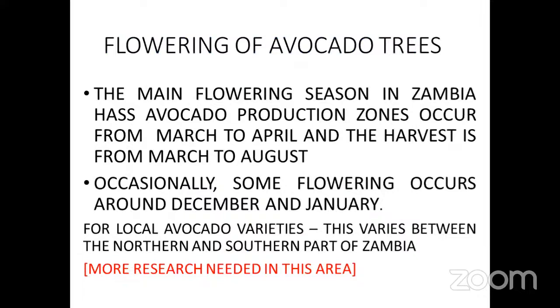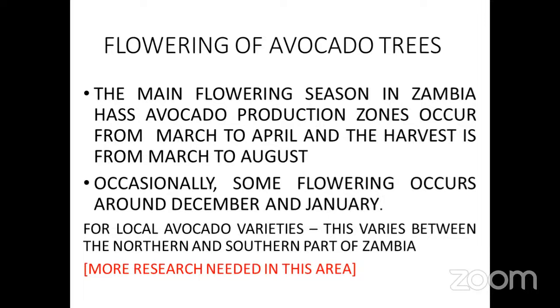The flowering of avocado trees. The main flowering season in Zambia for us in the production zone is from March to April, around there. And the harvest is also from March to August. However, you have some changes sometimes. Occasionally you get flowering occurring around December and January.